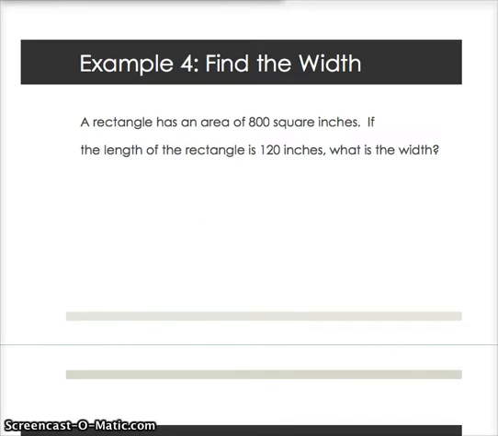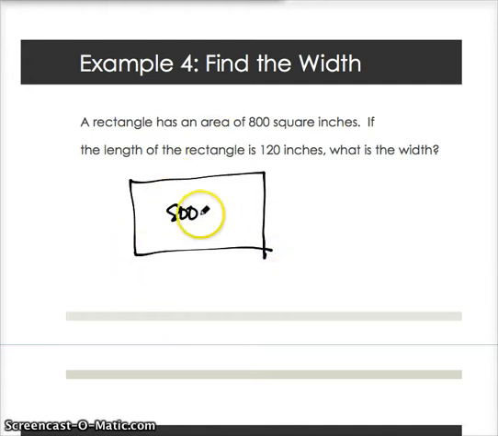Here's our final example, example 4. We're going to look for the width. Here's the given information. A rectangle has an area of 800 square inches. If the length of the rectangle is 120 inches, what is the width? Again, I love drawing a picture. So I'm going to draw a picture of this rectangle. And since I can't really put 800 inches on the side, I'm going to put 800 inches squared right inside to keep me focused that the area is 800 square inches.